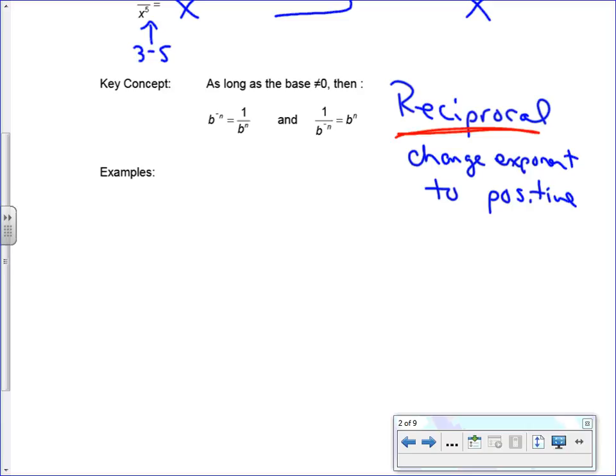This is our key word here. When you see a negative exponent, your brain has got to think reciprocal, okay? All right, so let's get a couple of examples. I think I have 6 or 8.